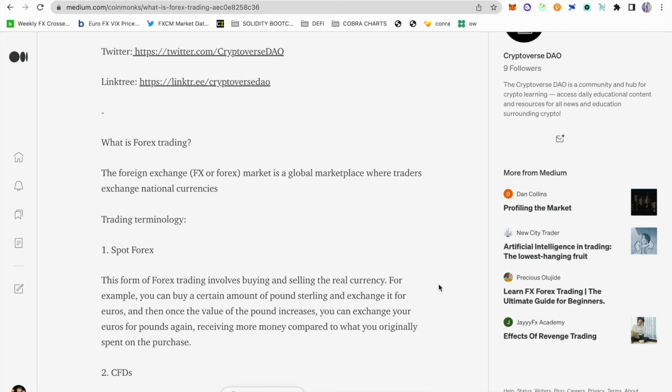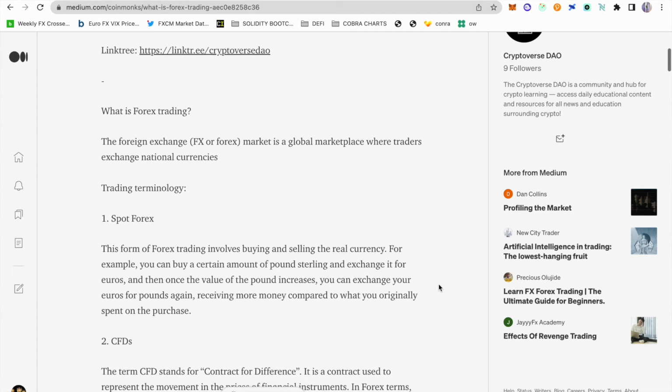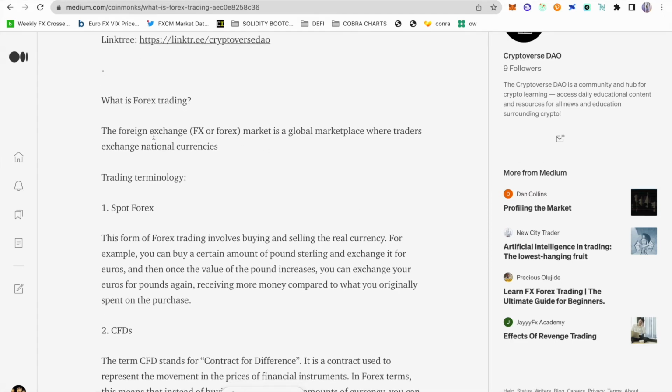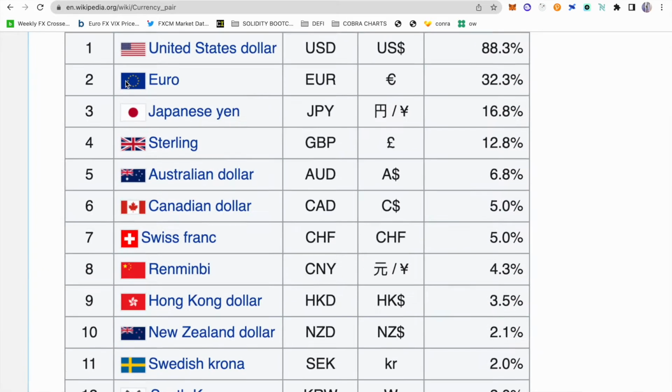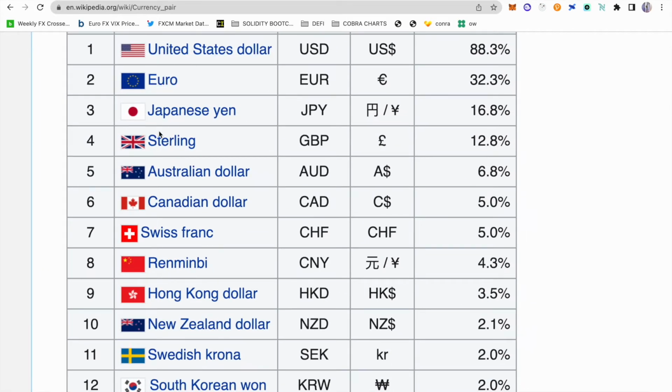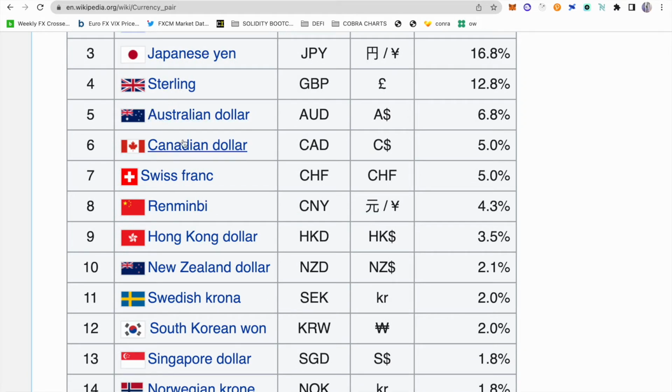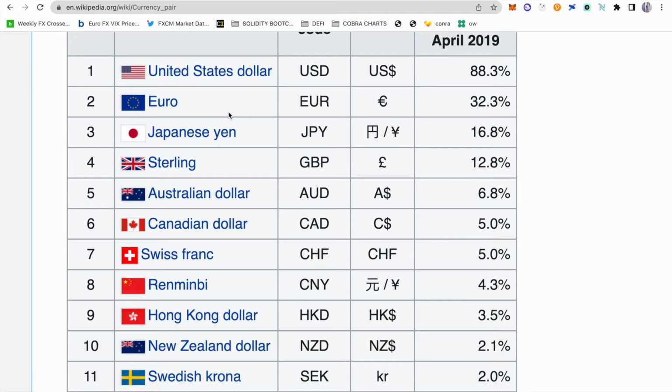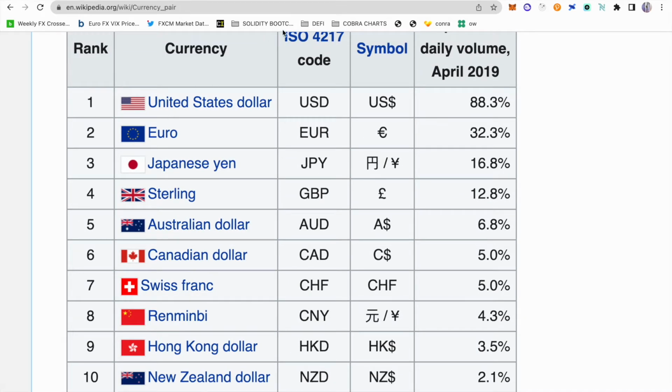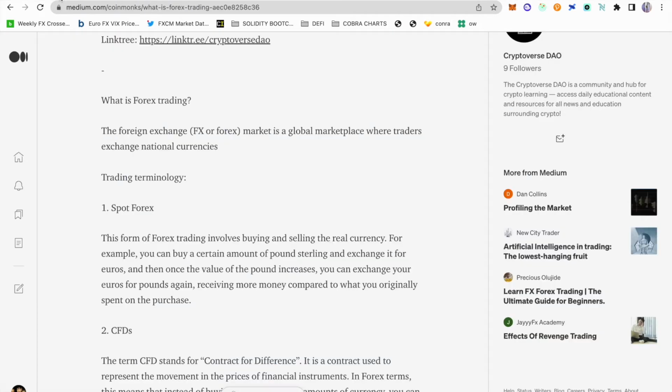So foreign exchange, right? The FX or Forex market is a global marketplace where traders exchange national currencies. So it's where two pairs get met. So you have currency pairs within things like the US dollar, euro, the yen, the pound sterling, the Australian dollar, Canadian dollar. And these are the major currencies that pair up with one another, and then you exchange, right? So that's the start point of what the foreign exchange market is all about.